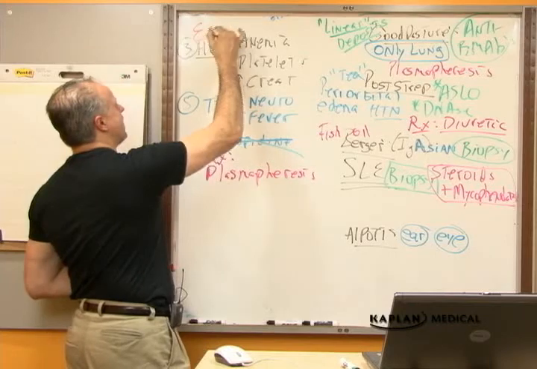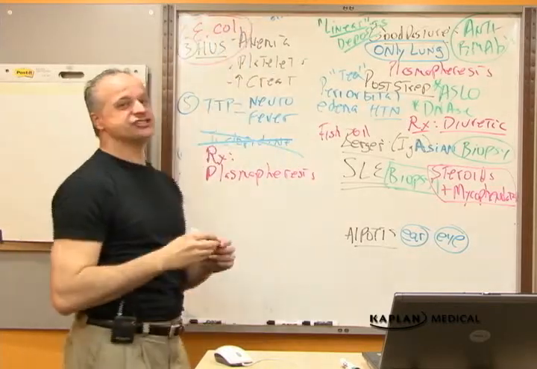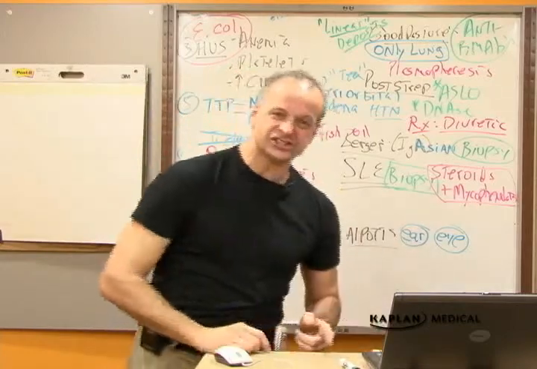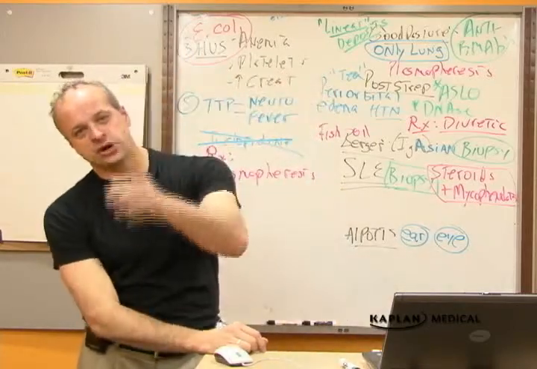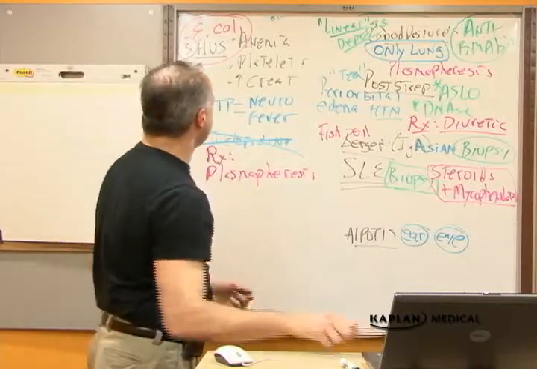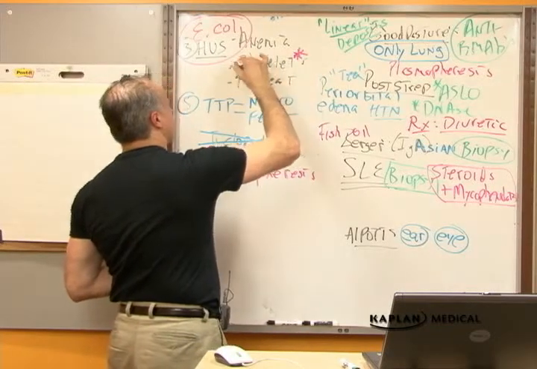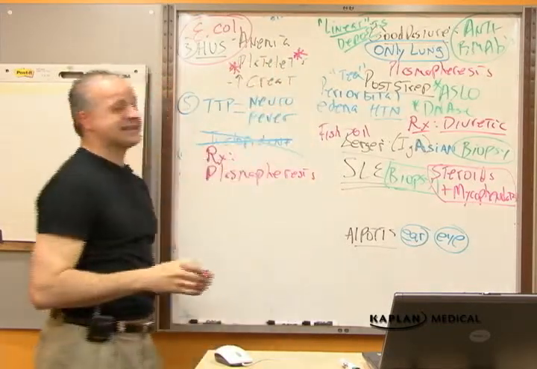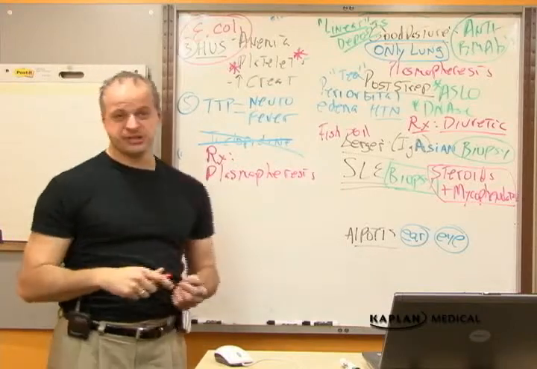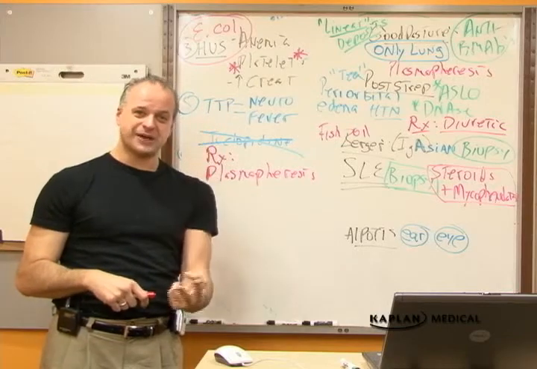Remember, do not give antibiotics for the E. coli. As the organism dies, it's thought to release toxin and will make it worse. Don't give antibiotics. Second point, the platelets. Do not give the platelets. It will make it worse for TTP and hemolytic uremic syndrome. Don't give platelets. Don't give antibiotics.